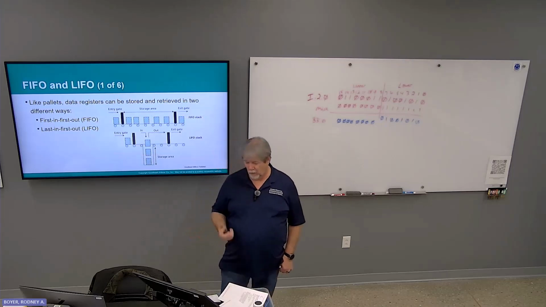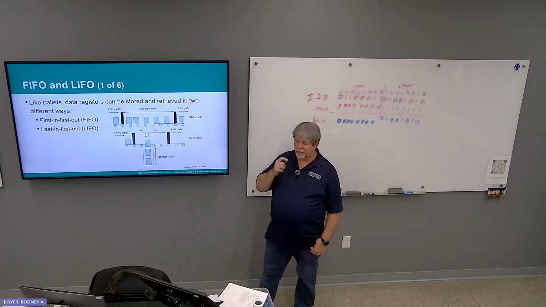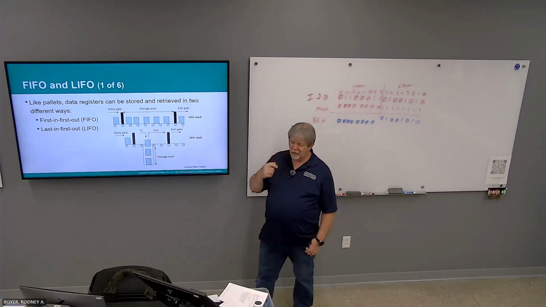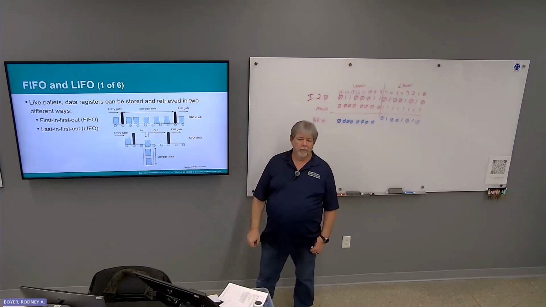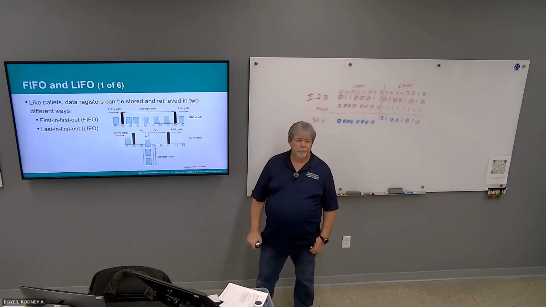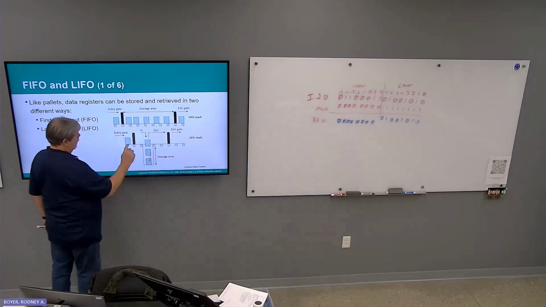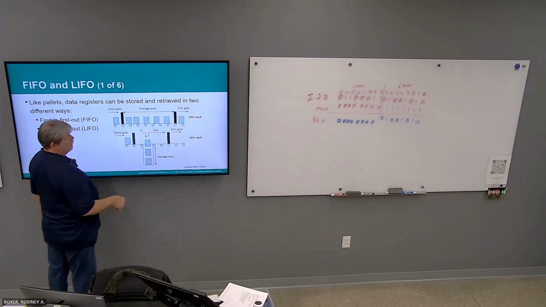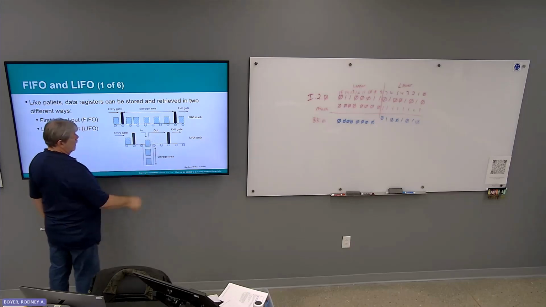FIFO and LIFO, there you go. Data registers stored and retrieved in 2 different ways. First in, first out, regular conveyor. Last in, first out. It gets accumulated, and so as things are coming in, they go down into the stack, and then whenever you bring them back out, one comes out first, and that one, and then that one.